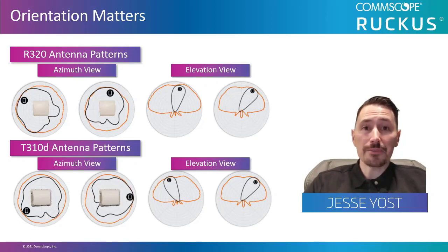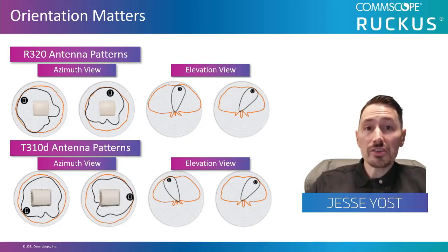around the AP. You'll notice that under each AP's azimuth view, there are actually two different antenna patterns. These are representing the 2.4 and 5 gigahertz radios. And really, in this case, they're not much different. So for this discussion, we're not going to focus on the differentiation between the two.